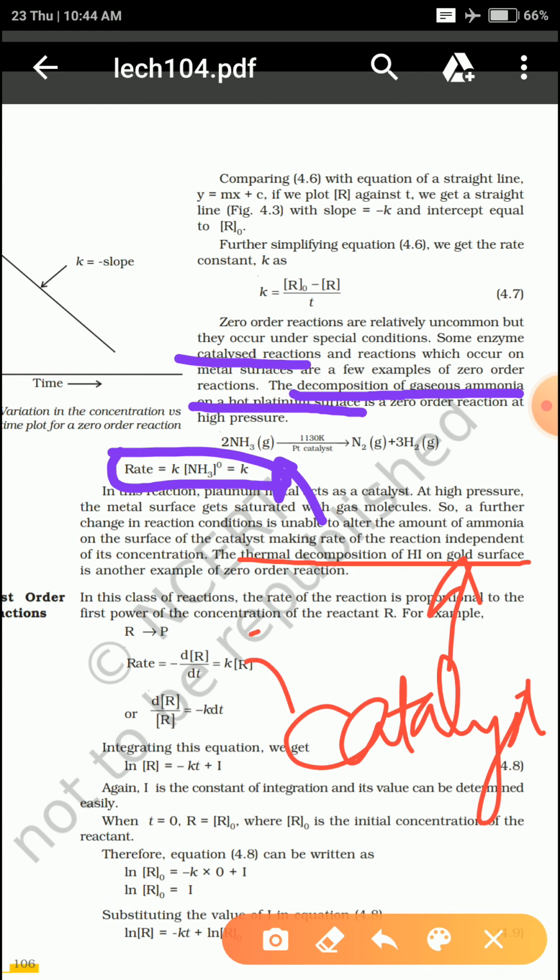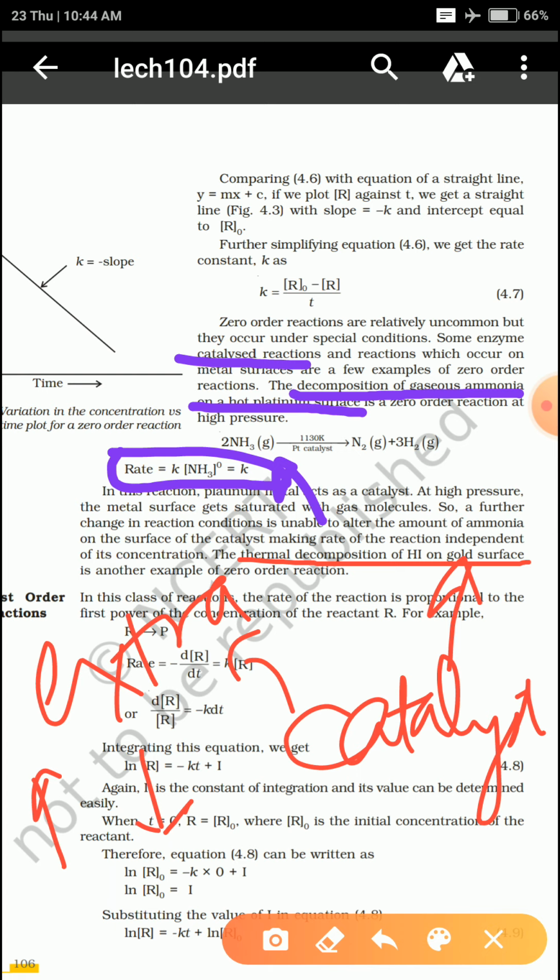So what is a catalyst? I think you know. Something which is added extra in a reaction to either increase or decrease the rate of the reaction, so that the rate of the reaction could be altered. It can be increasing, it can be decreasing.